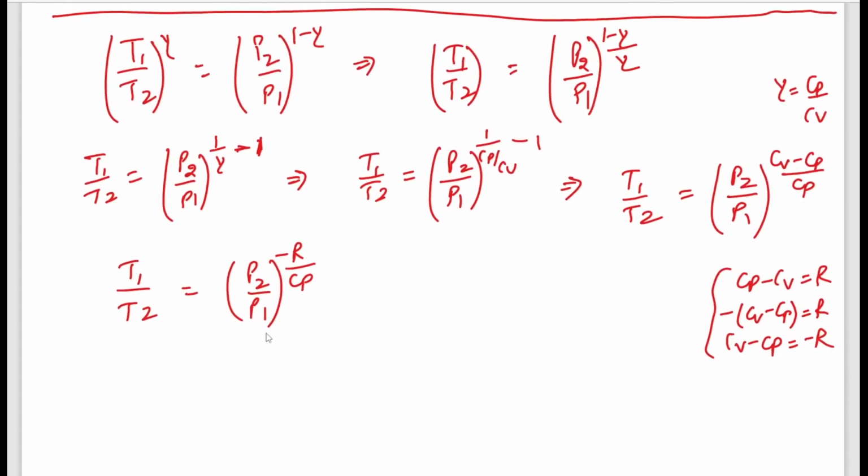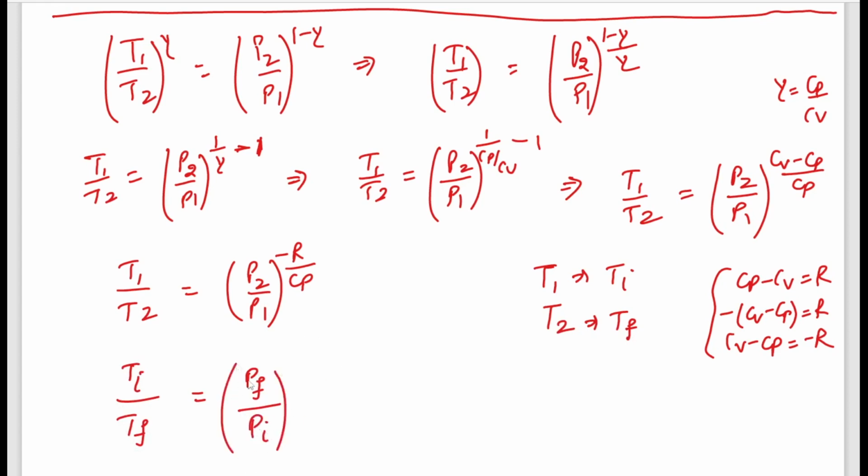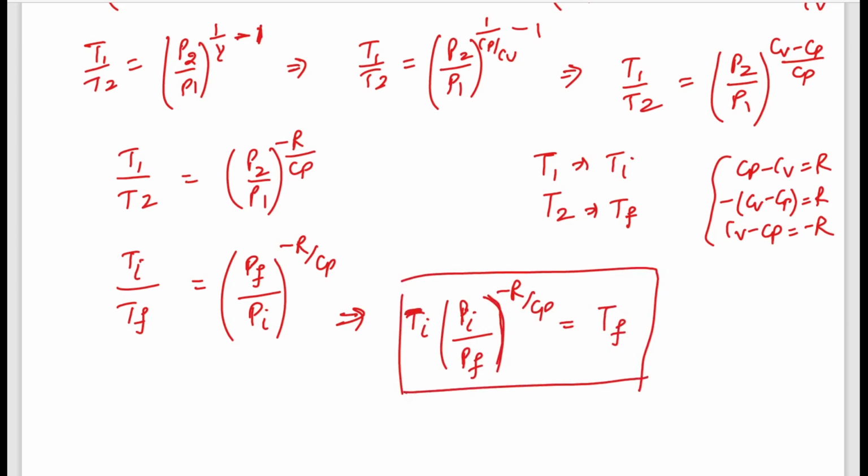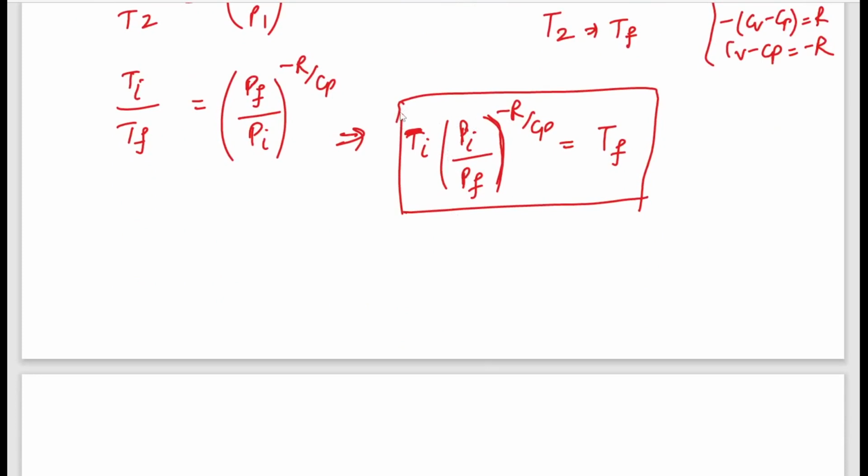Clear? In the next case, we will replace T1 with the initial temperature Ti and T2 with the final temperature Tf. So this will be Ti over Tf, where T2 is the final temperature, and P1 is the initial pressure, to the power minus R over Cp. Now consider the value of Tf from this case. This will be equal to Ti (Pi/Pf) to the power minus R over Cp. So this value we will use to find the final expression as they are providing in the options.